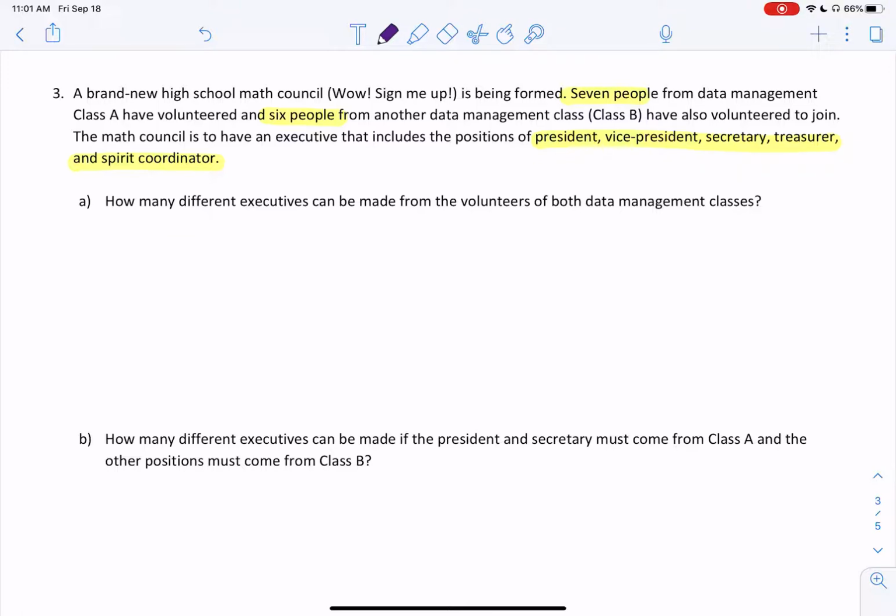So let's start by identifying how many different executives can be made from the volunteers of both data management classes. So first, we need to find our total number of people. So we have 7 people in class A and 6 people in class B, so that means 13 people total. Now we have 5 positions. So we have 1, 2, 3, 4, 5 positions that are comprised of our president, our vice president, our secretary, our treasurer, and our spirit coordinator.